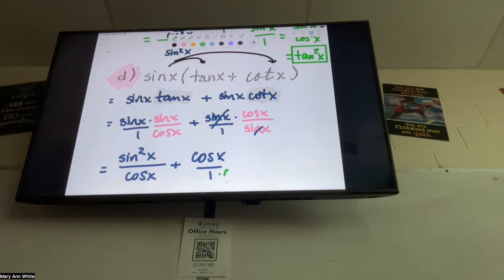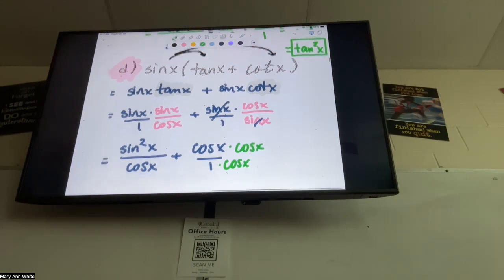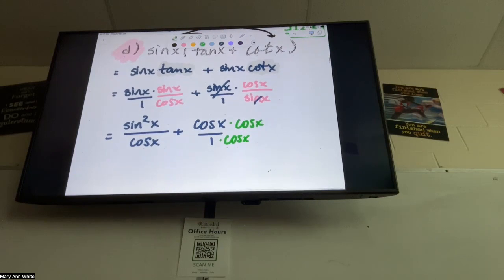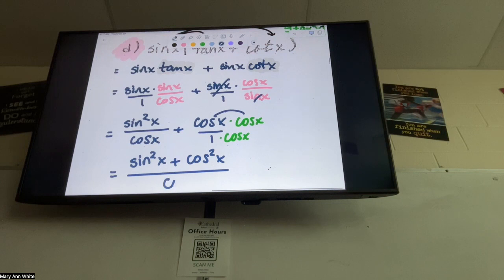Good, cosine x on the bottom. We need a like denominator. So we're going to put cos x on the bottom. And so that means now I can add them together. On top, I'm going to have sine squared x, and then cosine times cosine is cosine squared x. And then the bottom, because they have the same denominator, is just going to be cosine.